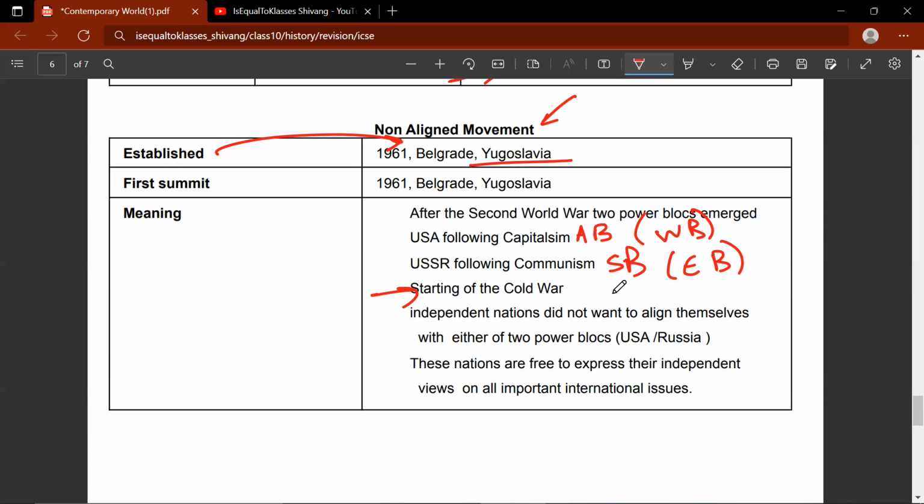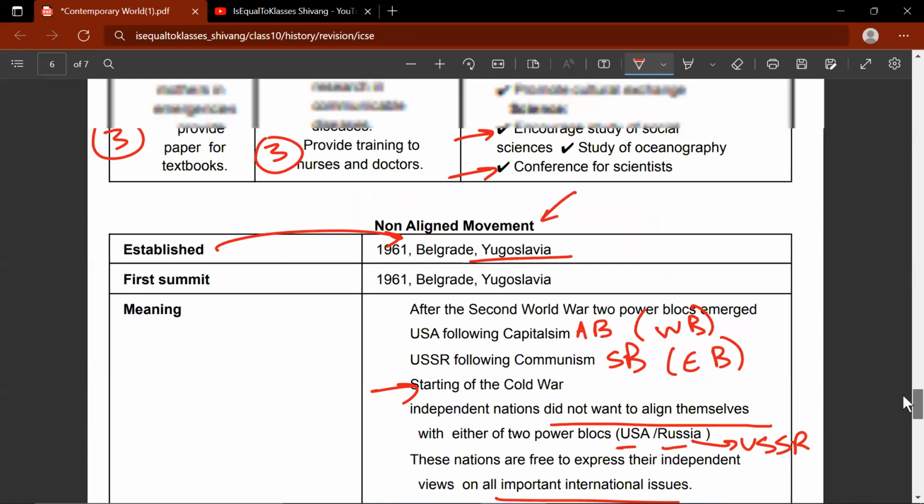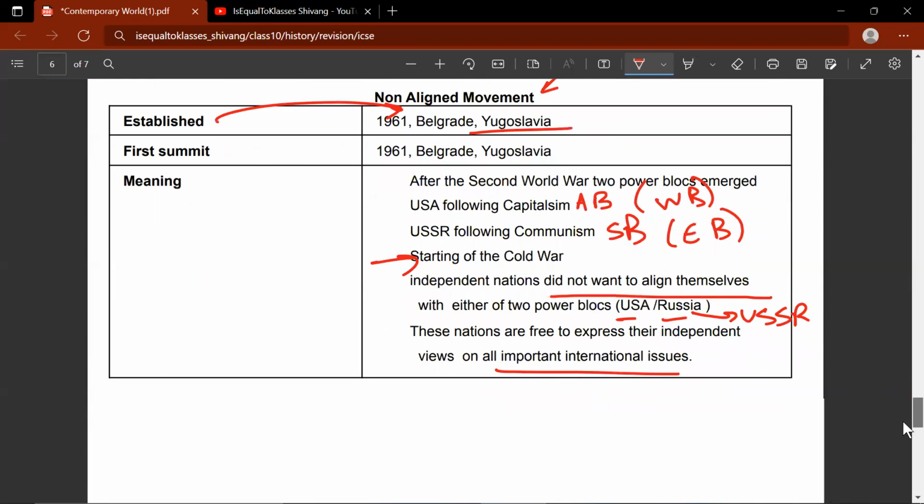Okay, that was a brief explanation. Independent nations did not want to align themselves with either of the 2 power blocks, USA or Russia. It's not known as Russia at that time, it's known as the USSR or the Soviet Union, but it's the same meaning. These nations are free to express their independent views on all important international issues without any interference from the 2 power blocks. So NAM basically stood for neutrality.